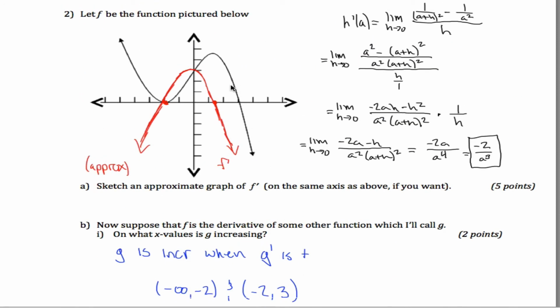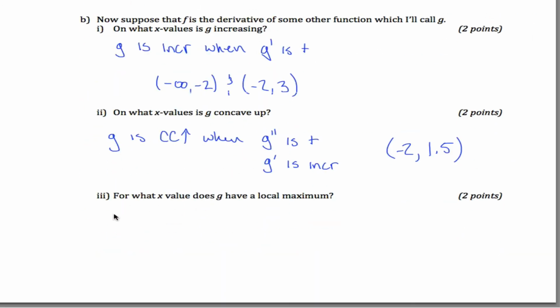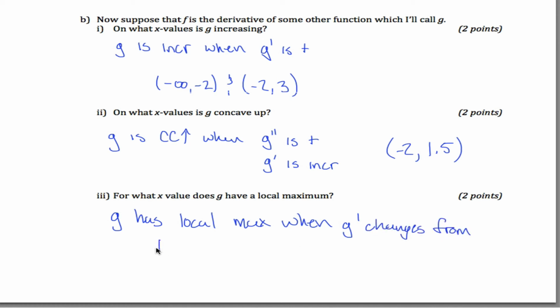This is the derivative. So the way you can find, oh, maybe I'll write this. G has a local max when g prime changes from positive to negative. Why is that true? Well, g prime, the derivative, tells me if the function is going up or down. So if the function used to be going up and then stops and now starts coming back down, what that means is at that point where it switched from going up to going down, I have a local maximum.